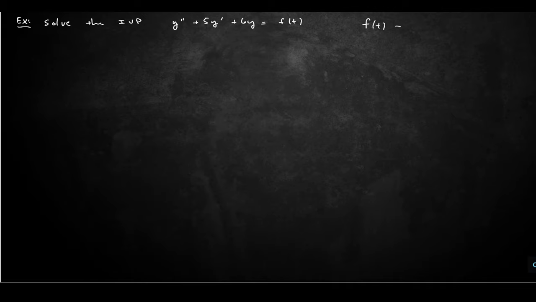And that piecewise function is 1 if we're between 0 and 1. It's 2 minus t if we're between 1 and 3. And t minus 4 if we are between 3 and infinity. So we also have some initial conditions. y of 0 equals negative 3, and y prime of 0 equals 1. So here's our initial value problem.